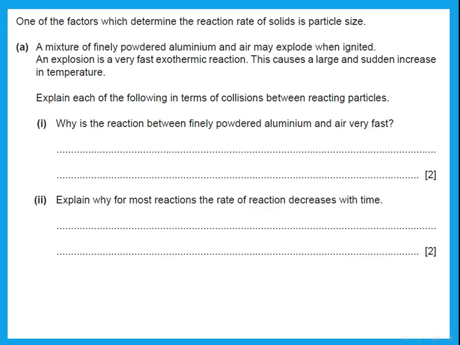Okay? One of the factors which determine the reaction rate of solids is particle size. A mixture of finely powdered aluminium and air may explode when ignited. An explosion is a very fast exothermic reaction. This causes a large and sudden increase in temperature. Explain each of the following in terms of collisions between reacting particles. Why is the reaction between finely powdered aluminium and air very fast? Of course, finely powdered means larger surface area, so more particles collide at the same time.